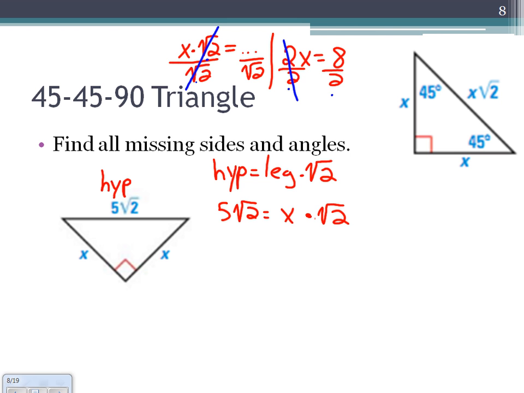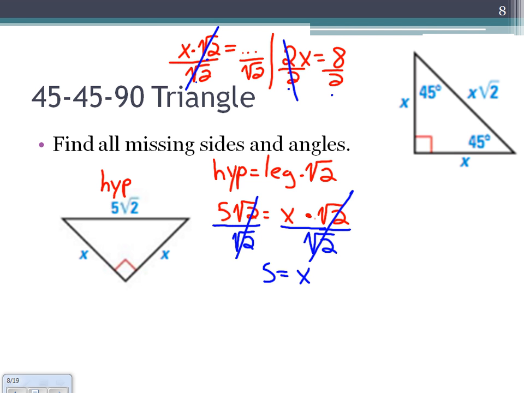So note that in order to get x by itself, we need to get rid of the square root of 2, right? And in order to get rid of the square root of 2, we need to divide both sides by the same number, so square root of 2 in this case. Whenever you divide a number by itself, what happens? It cancels. So I do it again over here. It cancels. I get 5 equals x.